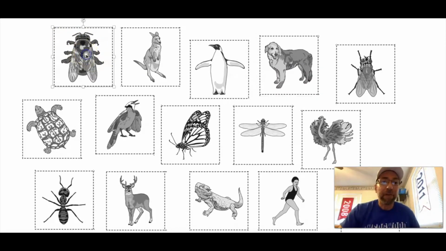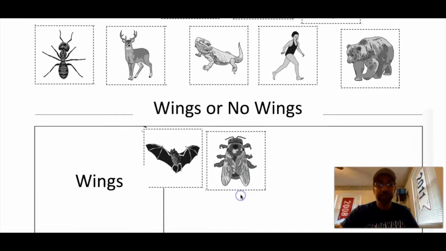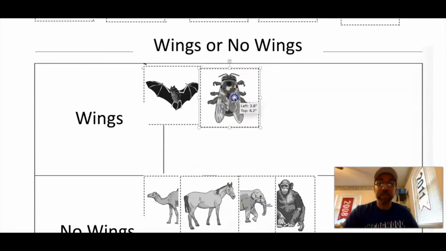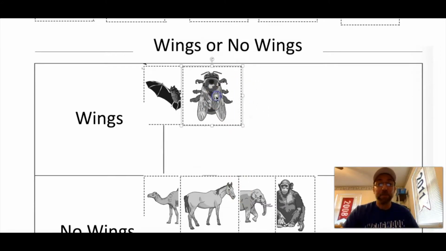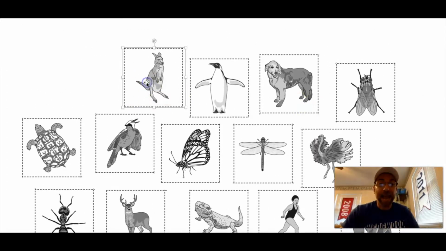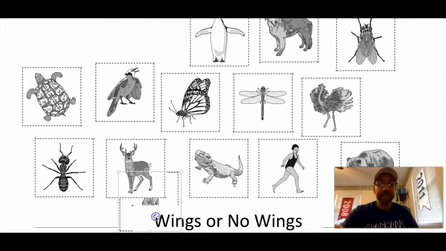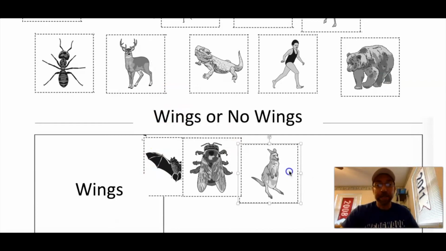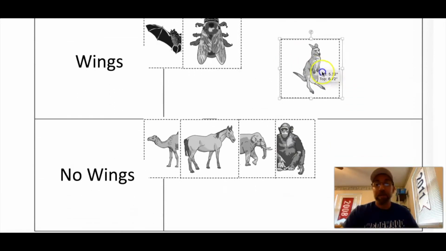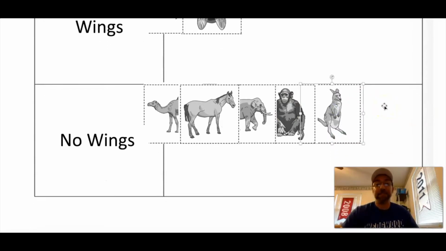So now we have a bee. Does a bee have wings or no wings? Well, a bee has wings. So I'm going to place the bee in the wings category. Our next animal is a kangaroo. Does a kangaroo have wings or no wings? Well, I'm going to put the kangaroo in no wings.